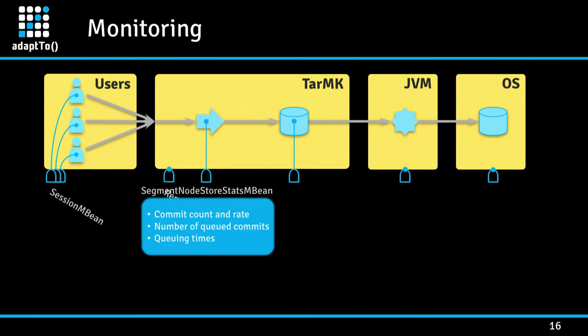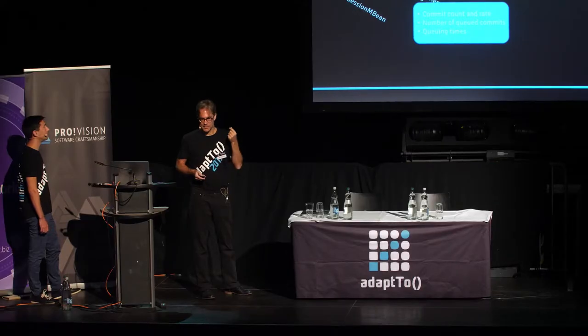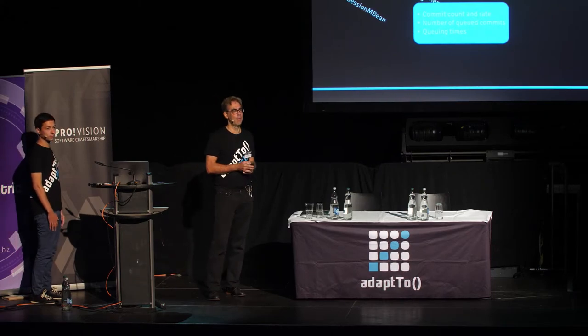Further in the TarMK, we have the segment node stats MBean. This one is the MBean that allows you to monitor the commit queue I've been talking about earlier. Looking at that MBean, you get numbers relating to the commit queue. You can find out how many commits are waiting to be processed on that queue, how much time they spend on that queue, what is the rate and throughput on that queue. So you get a more overall overview of what the system is processing in terms of number of sessions.